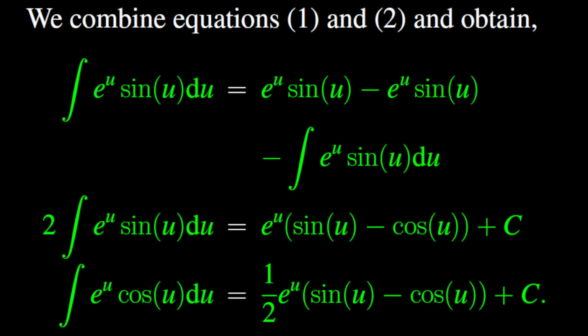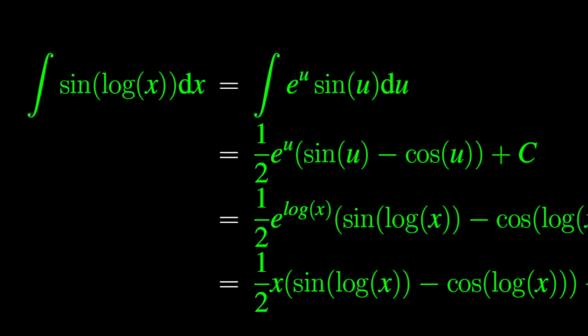In sum, the integral of sine of log of x is equal to the integral of exponential of u times sine of u du, which is equal to 1/2 times exponential of u times the quantity sine u minus cosine of u. When we replace u by log of x, we have the final expression of the antiderivative as 1/2 times x times the expression sine of log of x minus cosine of log of x, plus the constant c.